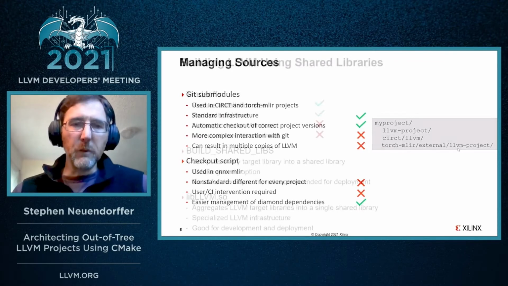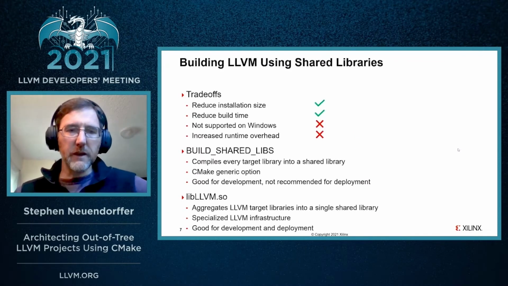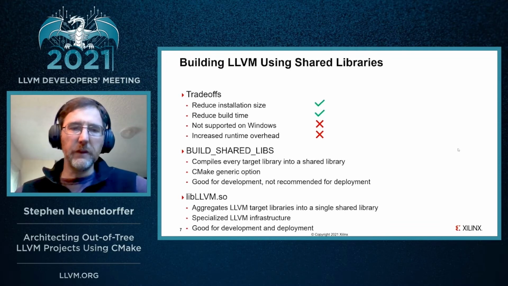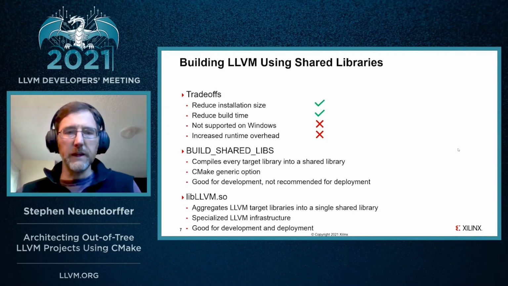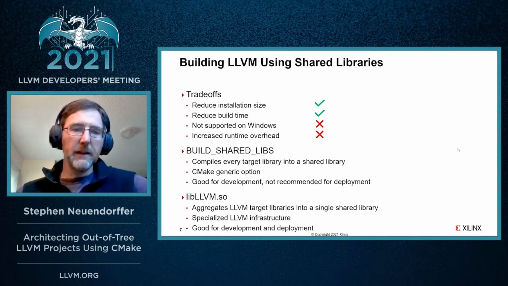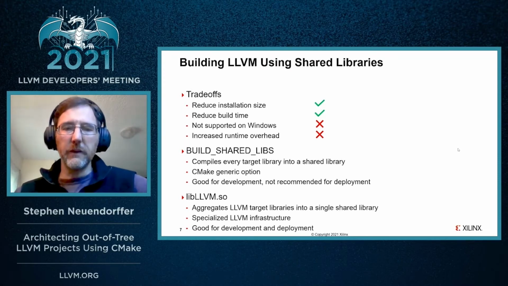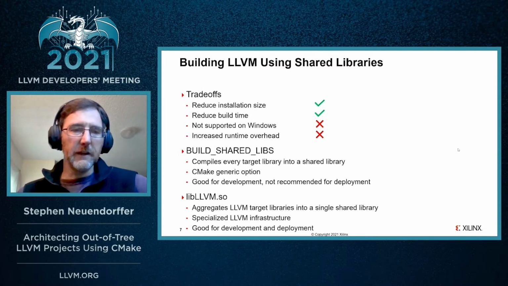Another thing I'd recommend when building LLVM is to try to use shared libraries. This really helps to reduce the size of the installed code and to also reduce the build time overall, since we don't have to link all of our executables individually. The big downside is that it's not supported on Windows, and there is some increased runtime overhead from the shared library boundary. Now, there are two basic ways of configuring this in LLVM.